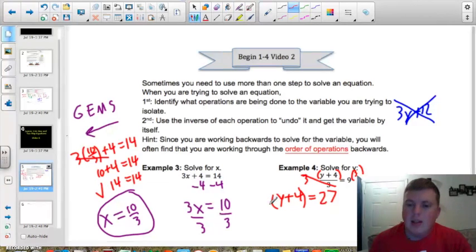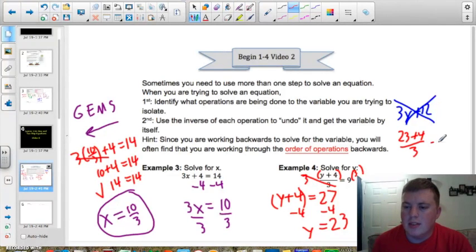We've dealt with it. It's all by itself now, so we can subtract. We undo the addition by subtracting 4, and we get y is equal to 23. If we plug this back in and check, 23 plus 4 divided by 3 should give us 9. That's 27 divided by 3 equals 9. 9 is equal to 9, so we have the right answer.